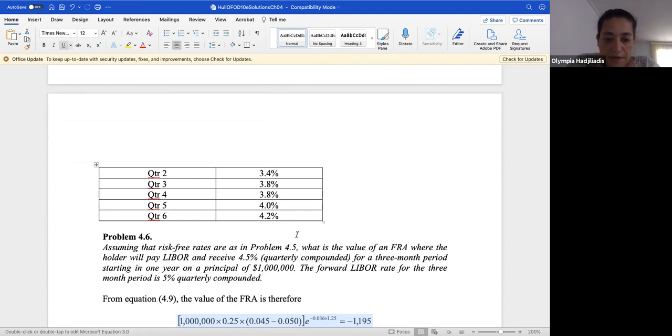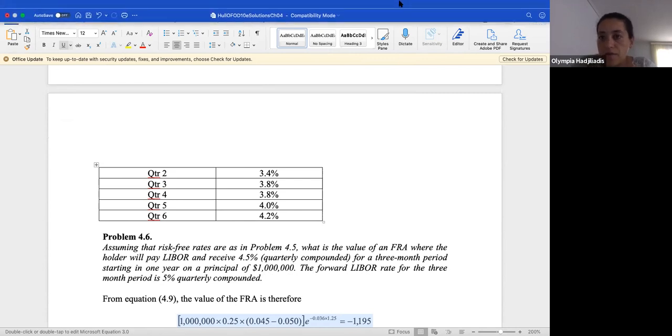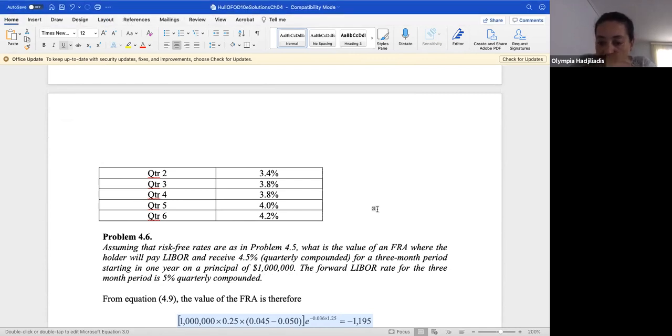So the question here, assuming that risk-free rates are as in problem 4.5, is what is the value of a forward rate agreement where the holder will pay LIBOR and receive 4.5% quarterly compounded for a 3-month period starting in 1 year on a principal of $1 million? The forward LIBOR rate for the 3-month period is 5% quarterly compounded.